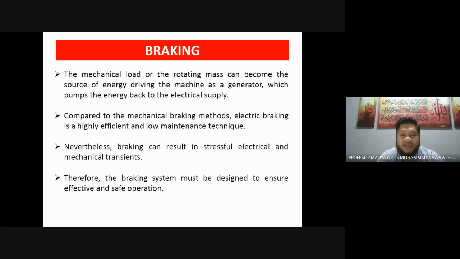Nevertheless, braking can result in stressful electrical and mechanical transients. What does it mean? The braking can actually create a high current, for example, and there's a mechanical transient as well.